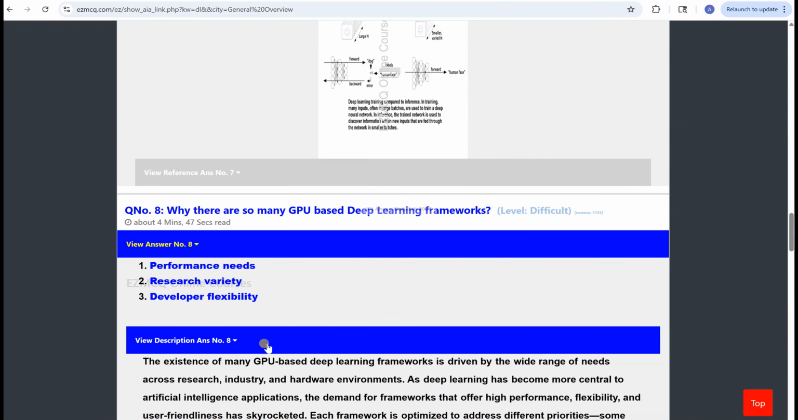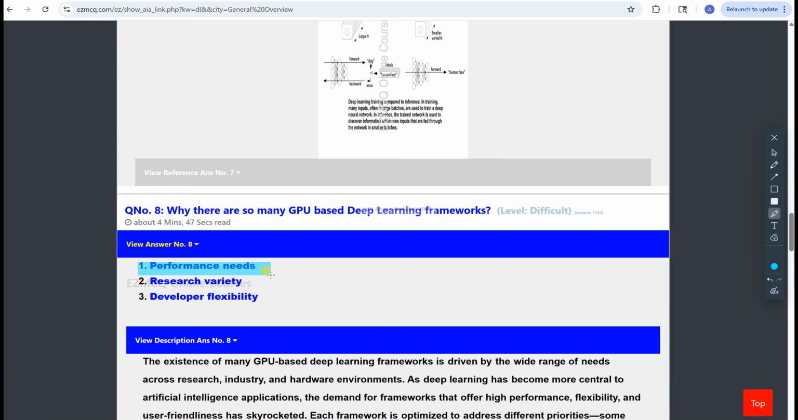Because of performance needs. It's like the cars. Why are there different types of cars, motor vehicles? Performance needs. You need a truck for a different purpose. You need an energy efficient vehicle for a different purpose. You need an SUV, a sedan, a sports car, each for a different purpose, and so the list goes on. You need an electric vehicle for a different purpose, a hybrid vehicle for a different purpose. So different frameworks optimize GPU usage in a unique way.